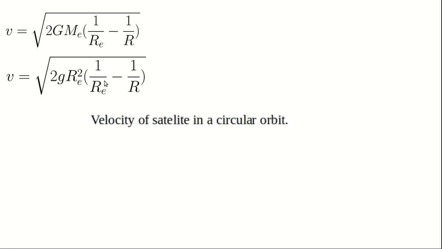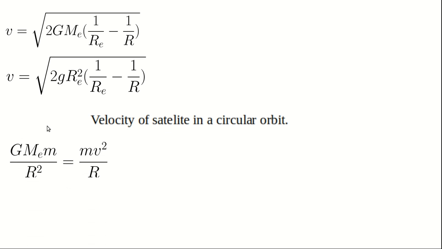Let's look at the next thing, which is the velocity of a satellite in a circular orbit. The velocity of a satellite in a circular orbit is different from the velocity needed to place a satellite in an orbit. Know the difference between those two. This velocity is the velocity of the satellite in that orbit as it goes around the earth. But this velocity is the velocity needed to launch it from the earth surface to that orbit. So know the difference, don't mix them up.